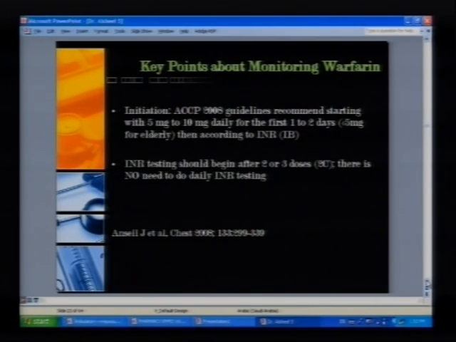With 10 milligrams, you might have bleeding, you might have warfarin-induced skin necrosis, and you have to keep in mind, particularly in elderly people, that you should start with 2.5 milligrams. INR testing should begin after 2 or 3 doses, and there is no need to do daily INR testing.